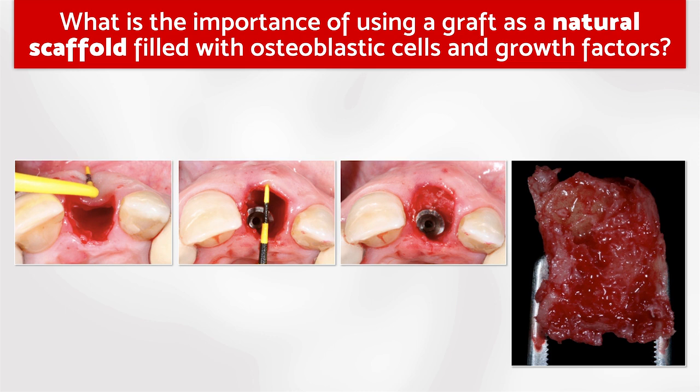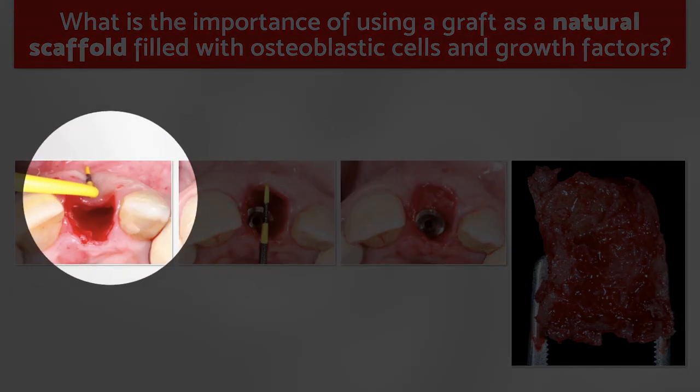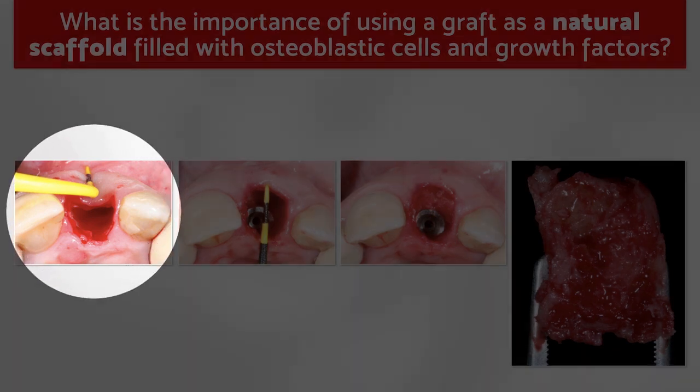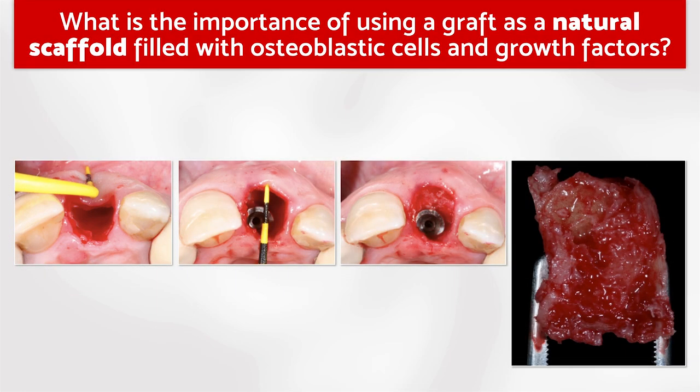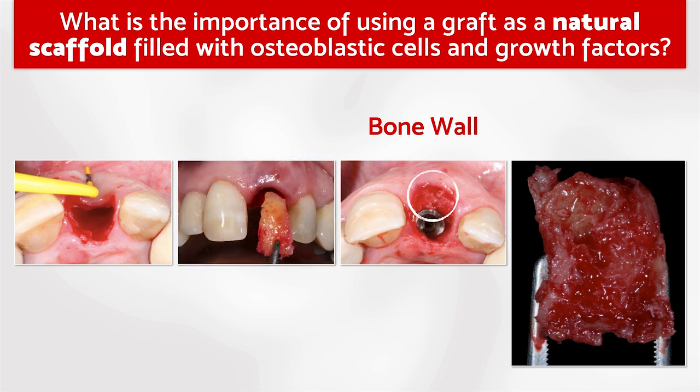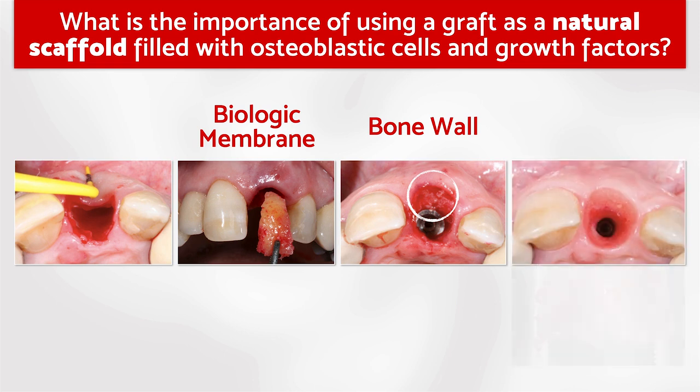Take a look at this case. This patient here completely lost the buccal wall. Our goal here is to replace the buccal wall that the patient had lost. This is why we use bone from the tuberosity as a new buccal bone wall. We can use this piece of bone as a biological membrane. Our main goal is to have an outcome like this.